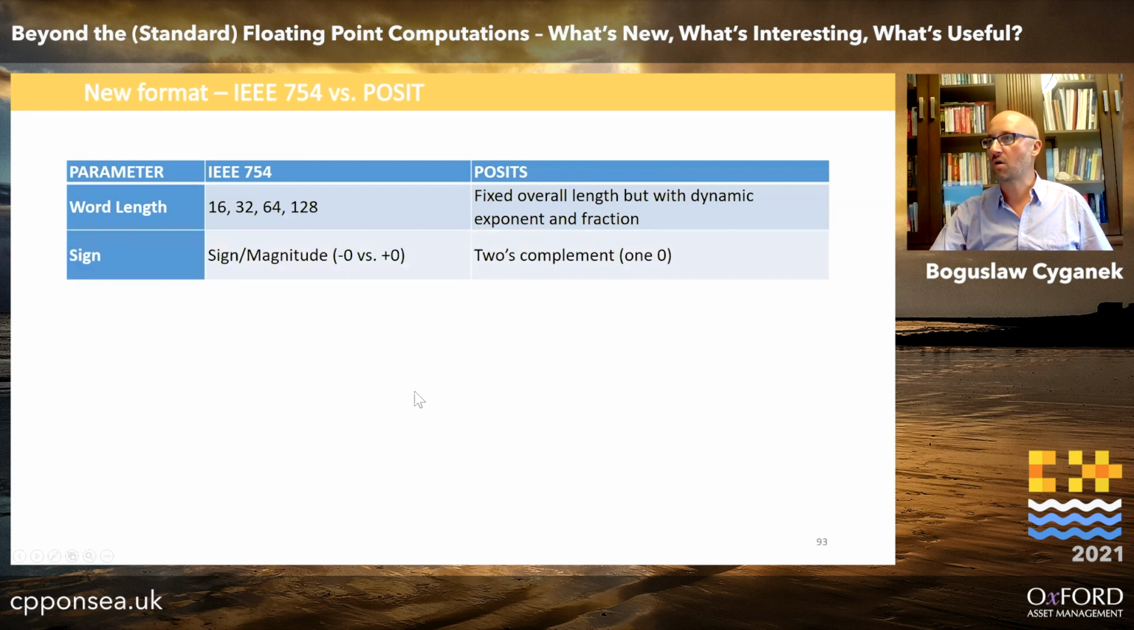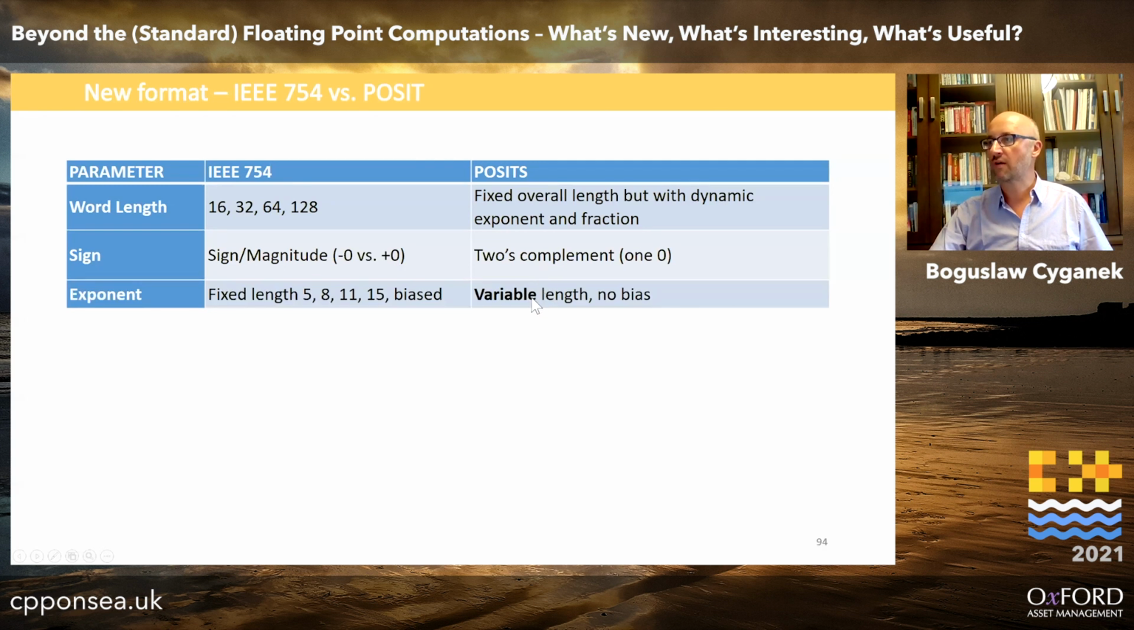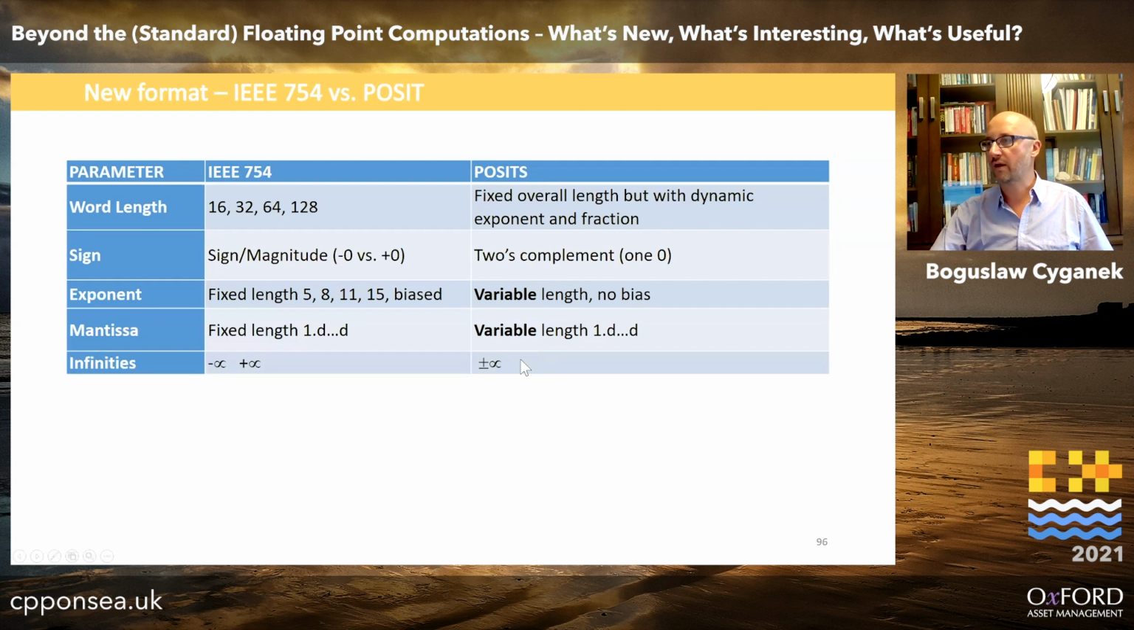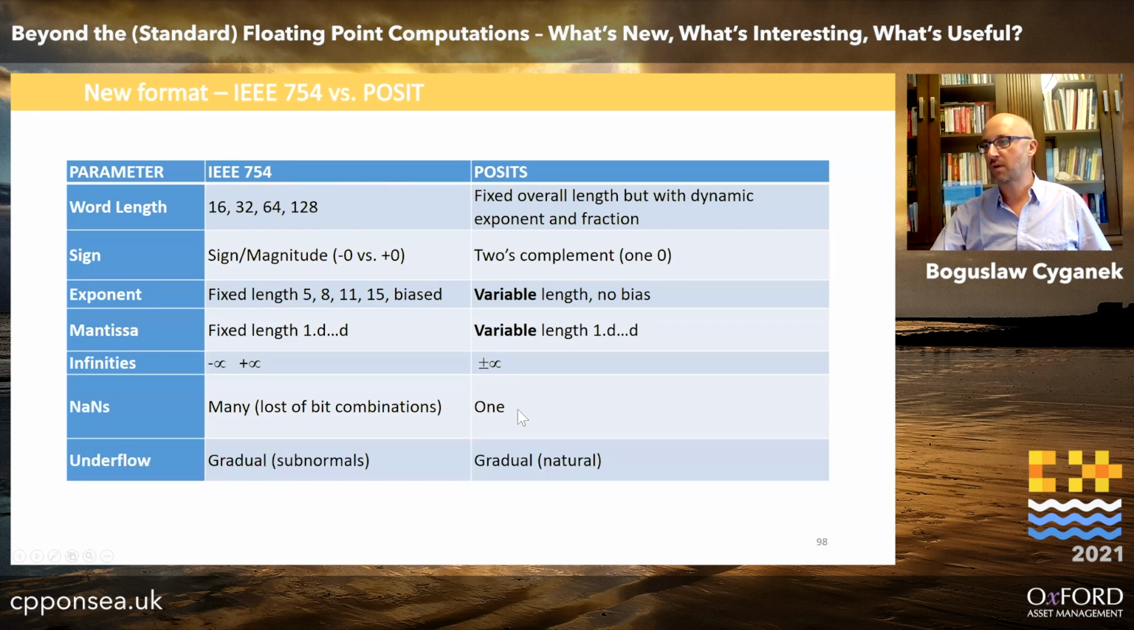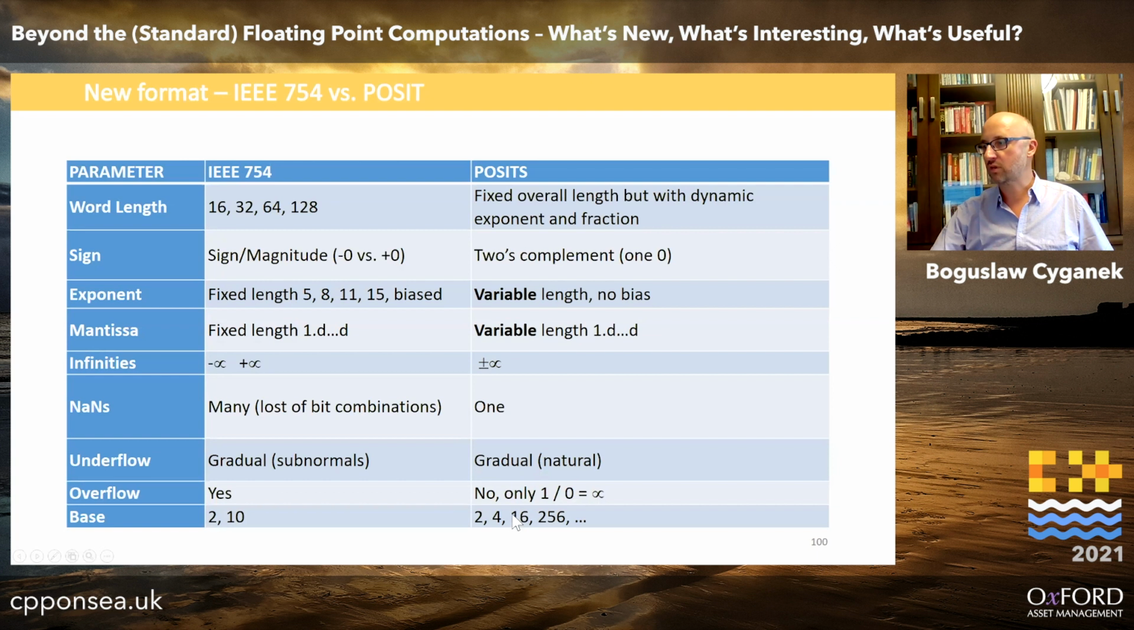So summarizing, word lengths of IEEE and POSITs are fixed, but inside we have differences. So we have two's complement in POSIT, we have variable length, non-bias, we have variable length for mantissa, we have only one infinity, we have only one not a number and not represented by bits, we have gradual, natural underflow, overflow, only if we divide by 0 is infinity, so this is called natural. No exceptions, no subnormals, and many bases, not only one.